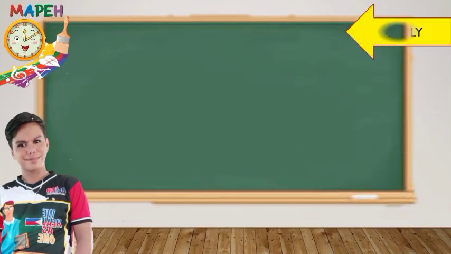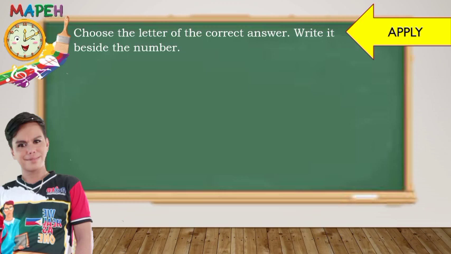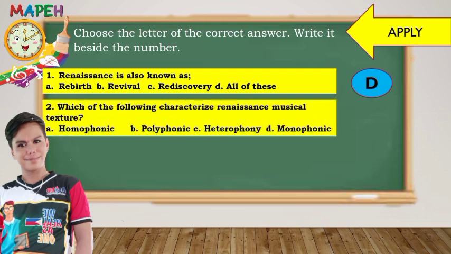Apply. Choose the letter of the correct answer. Write it beside the number. Number 1. Renaissance is also known as A. Rebirth, B. Revival, C. Rediscovery, D. All of these. The answer is letter D. Number 2. Which of the following characterize Renaissance musical texture? A. Homophonic, B. Polyphonic, C. Heterophonic, and D. Monophonic. The answer is letter B.